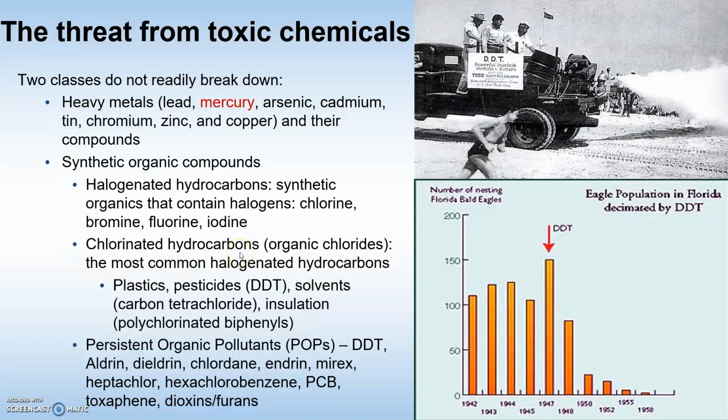Then we have chlorinated hydrocarbons, and these are also called organic chlorides, and they are considered the most common form of halogenated hydrocarbons. So they actually fall under the category of halogenated hydrocarbons. Examples of these chlorinated hydrocarbons include plastics, and one of the compounds commonly found in plastics is called vinyl chloride. Also, pesticides, and an example of that is DDT.